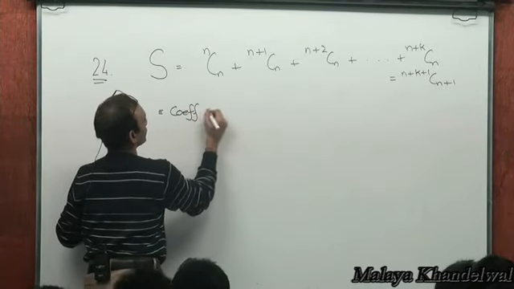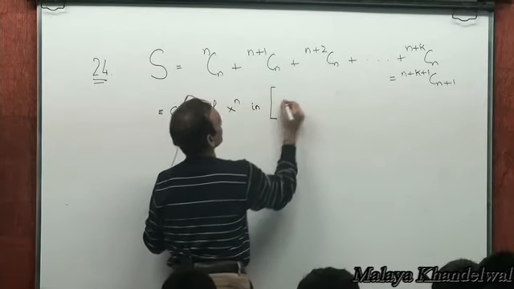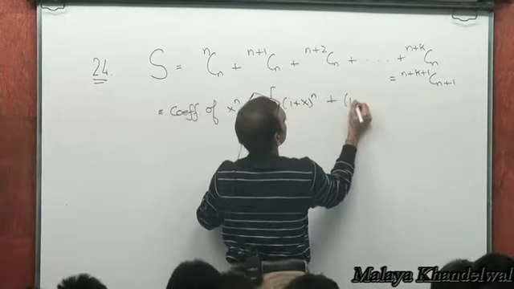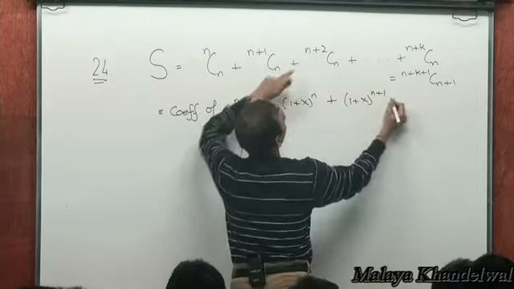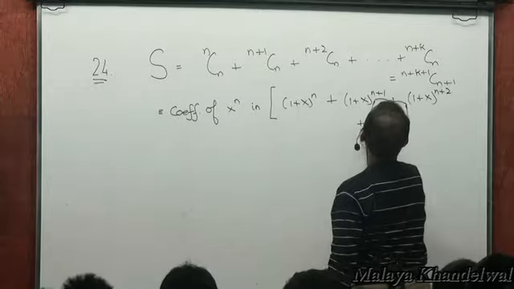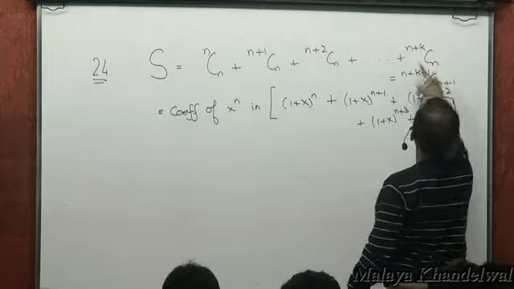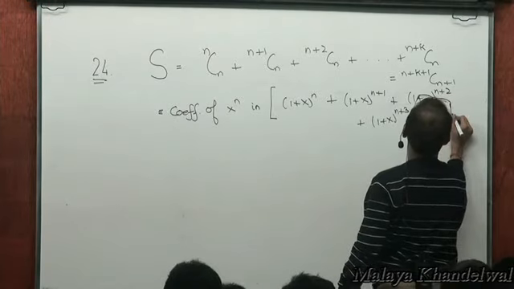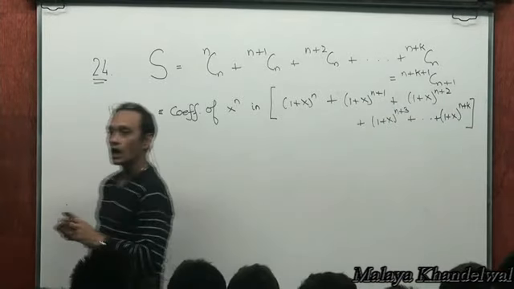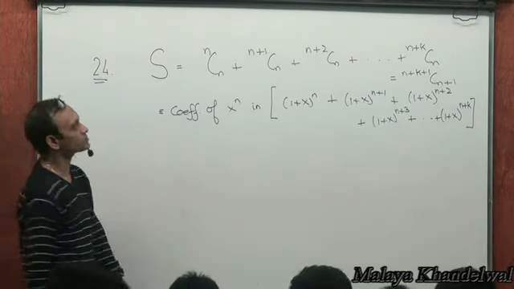coefficient of x power n in 1 plus x power n for this one, 1 plus x power n plus 1 for this one, 1 plus x power n plus 2 for this one, 1 plus x power n plus 3, going all the way to 1 plus x power n plus k. And what is this supposed to be? A GP series? Sorry for the interruption.